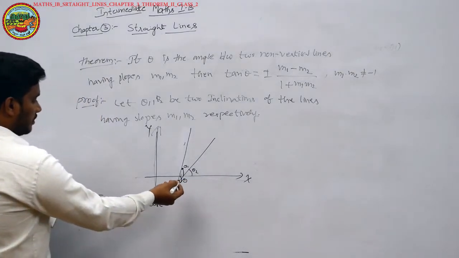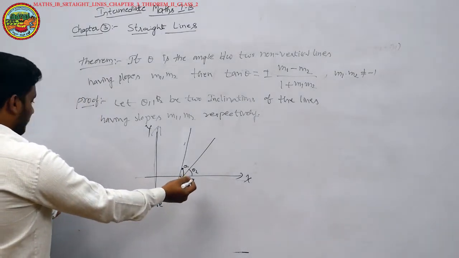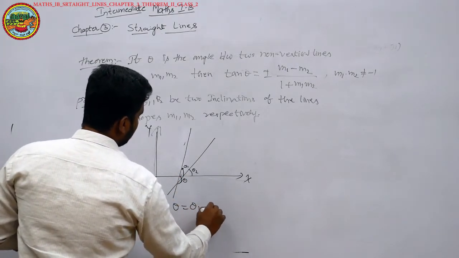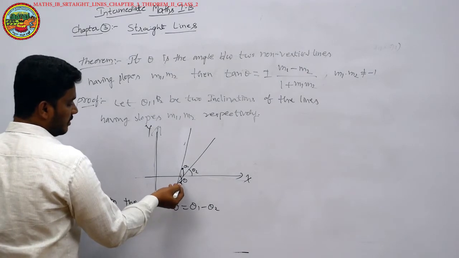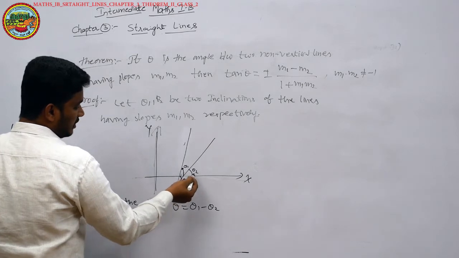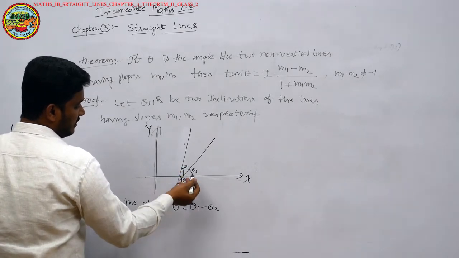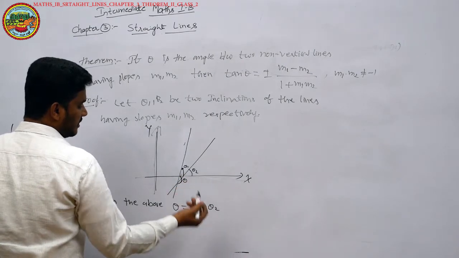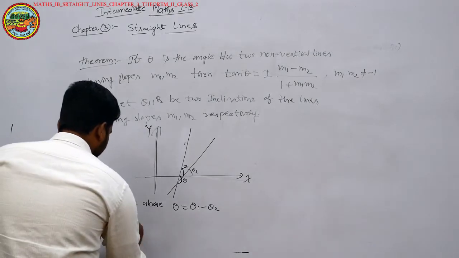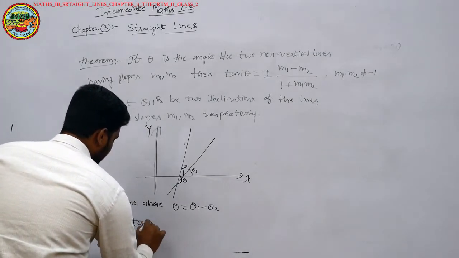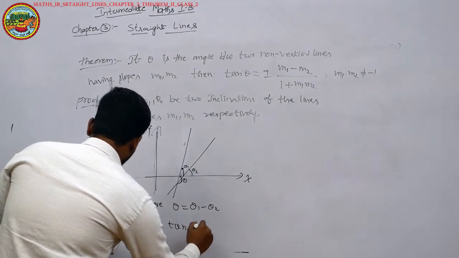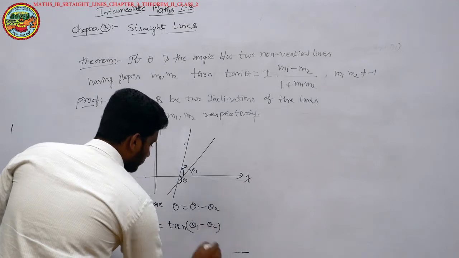We know theta is equal to theta 1 minus theta 2. Look at this diagram, this is all over theta. So if we want to get theta, if we subtract theta 1 minus theta 2, we get theta. So theta is equal to theta 1 minus theta 2. So therefore tan theta is equal to tan of theta 1 minus theta 2.